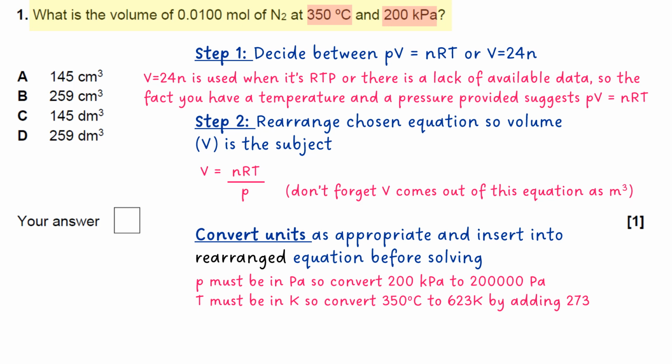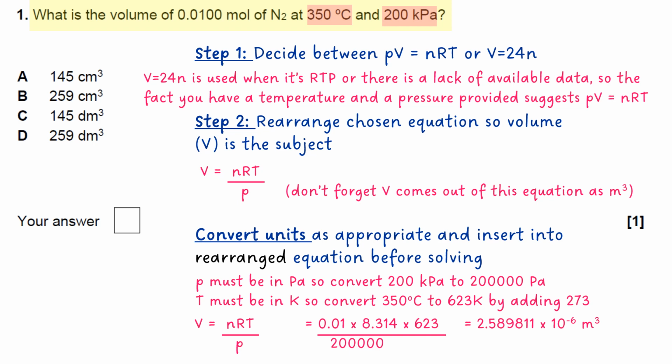So let's convert our units first. P must be in pascals, so 200 has to become 200,000. And temperature, or T, must be in Kelvin, so convert 350 into 623. If you now put those numbers in, we get 2.589811 times 10 to the minus 6 coming out of our calculator.